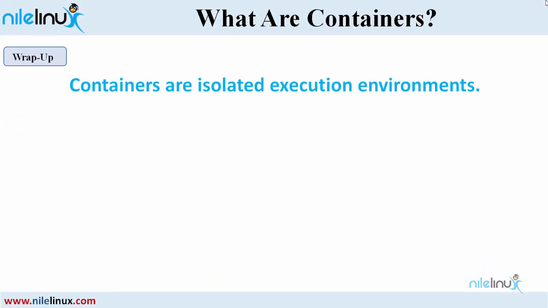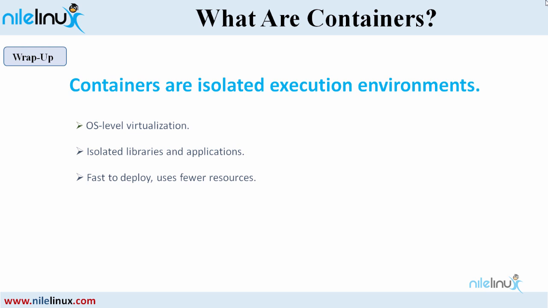So to review, we know that containers are isolated execution environments, which is operating system level virtualization. So while they will contain their own operating system, they will still leverage resources from the underlying one. We know this means that our libraries and our applications will be isolated in a namespace, even if some of our resources are shared, and that containers are faster to deploy and use fewer resources than more traditional methods such as bare metal or using virtual machines.